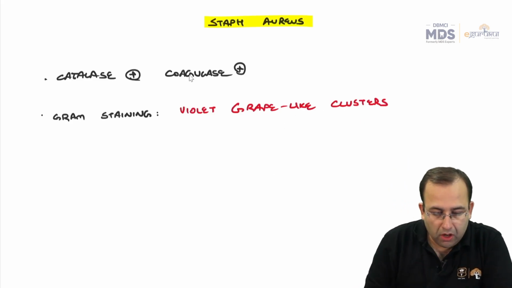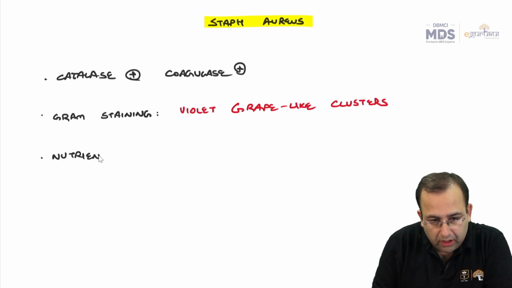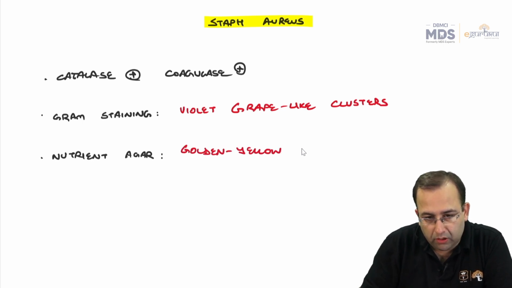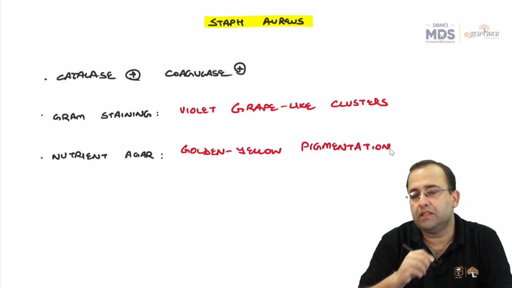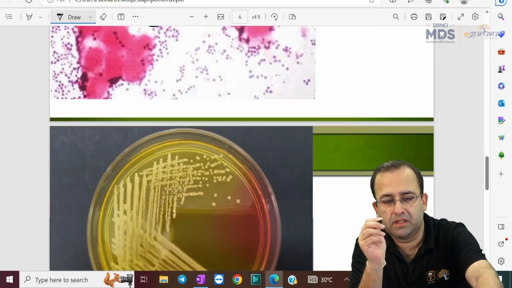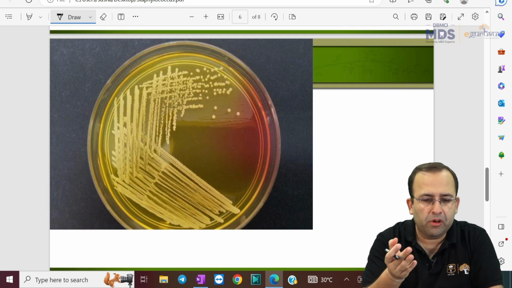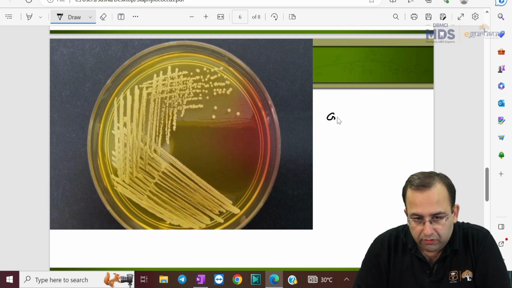Next point. On nutrient agar, it shows the presence of golden yellow pigmentation. On nutrient agar, it shows golden yellow pigmentation. Unfortunately, has to be remembered, and these all are the classical images associated. देखो बच्चे, the minute I see this image, I'm able to make out कि बिल्कुल golden yellow है. This is golden yellow in color. It shows the presence of golden yellow pigmentation.